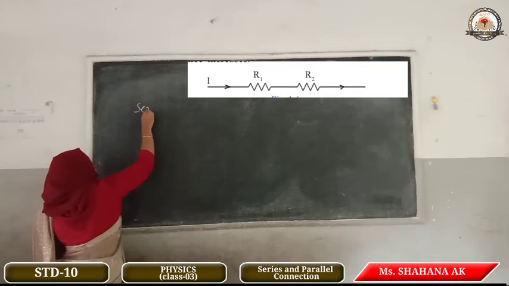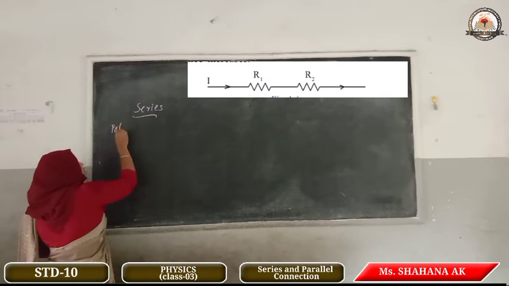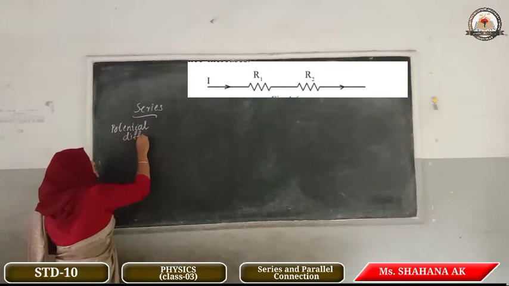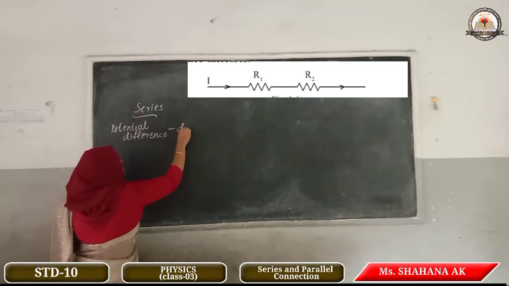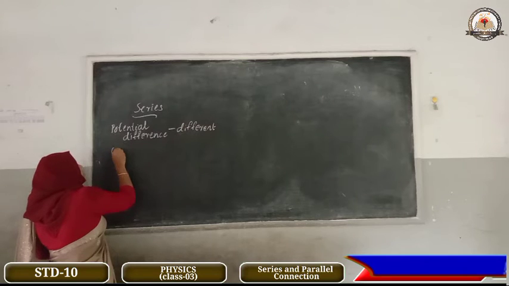So in series combination, potential difference is different and the current remains same.